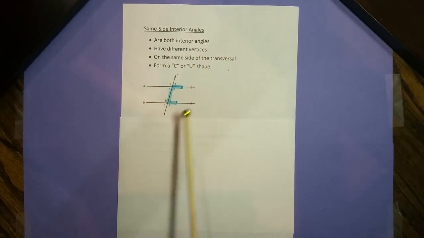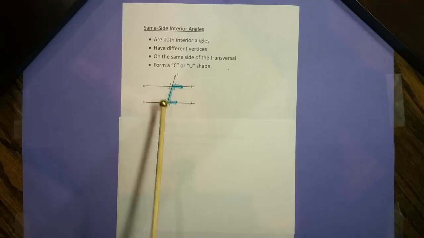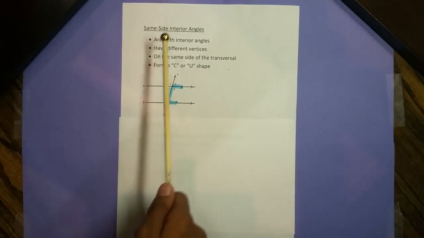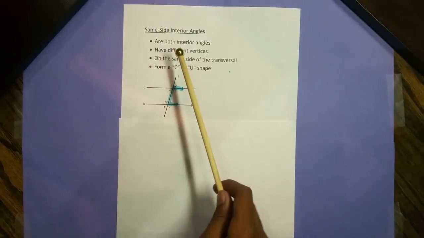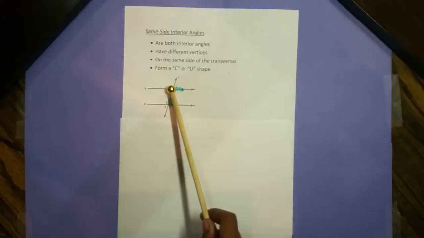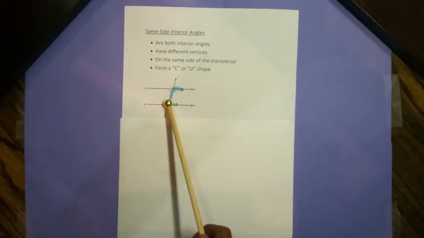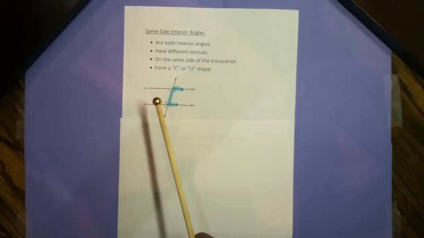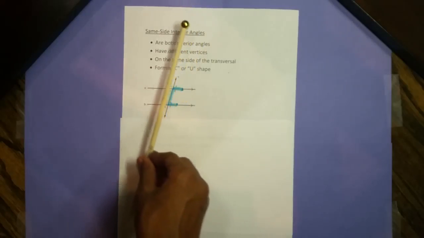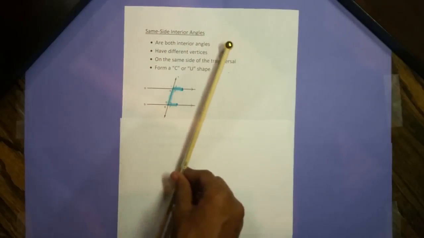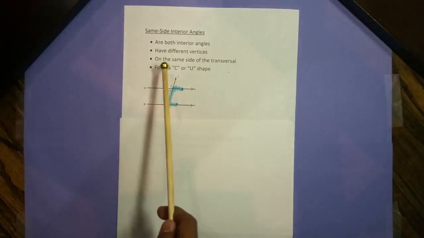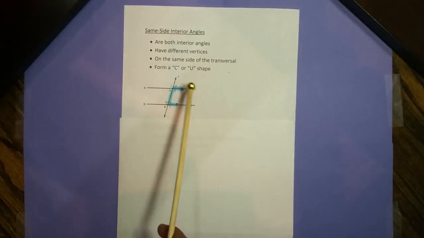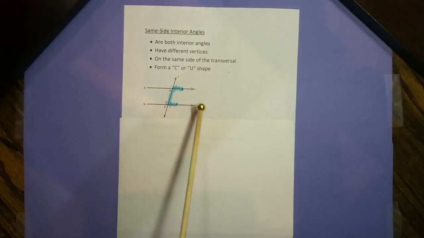As you can see in this example, we are comparing angle 3 to angle 6. They are both interior angles because they are in the space between the lines A and B. They have different vertices. Angle 3's vertex is here, while angle 6's vertex is here. They are on the same side of the transversal. There are none on the left, but they're both on the right. And finally, the best way to remember if you see one is they form a C or U shape. As you can see in this diagram, when you outline the lines and angles, angles 3 and 6 create a C shape.